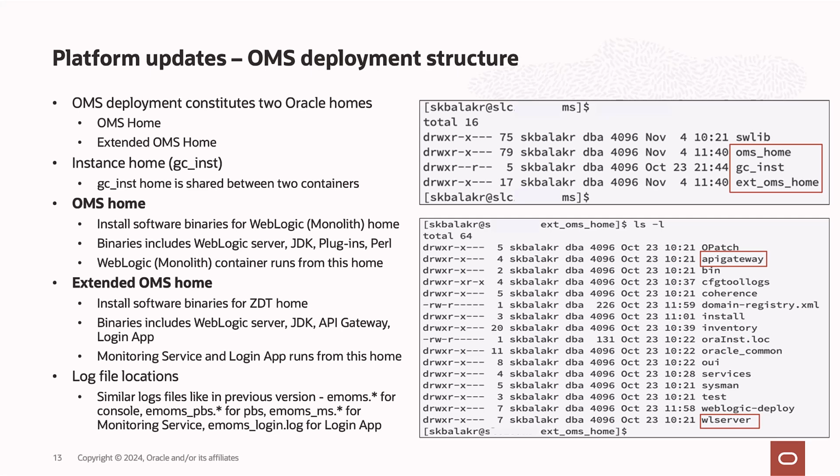When it comes to the log file location, we are keeping the same log files you might already be familiar with, the EMOMS log and EMOMS trace files. But for the specific monitoring and login app, we have created new log files. For example, for monitoring, we are keeping the log file as EMOMS_ms.log or trace. This is an additional log file that we are keeping for the monitoring and login services that are running inside the ZDT container.